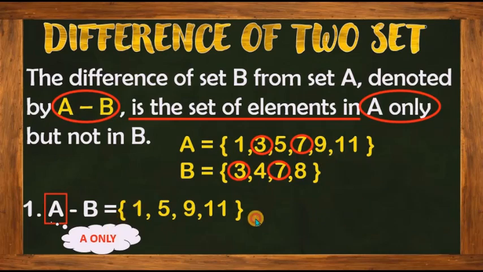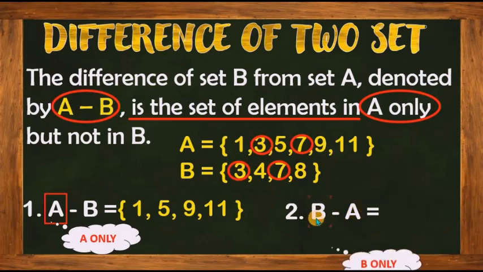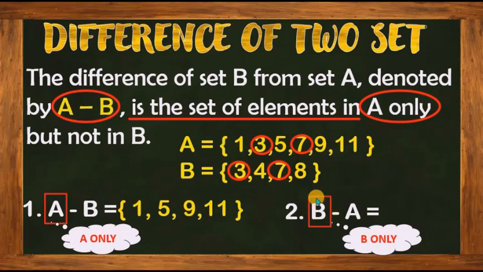Okay? Now, let's try the reverse. B minus A. So, what does it mean to have B minus A? In this case, it's not A only, but it's B only. Let me repeat: whichever is the first set given, only that one. So, this time, it's the same.